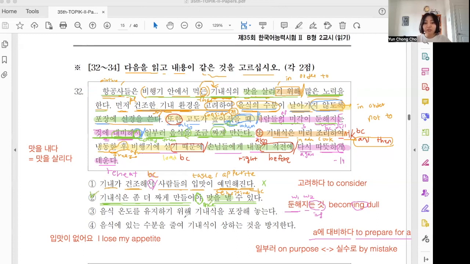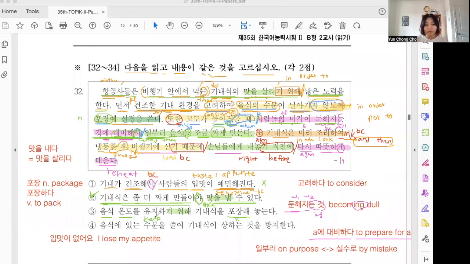Number 3, 음식 온도를 유지하기 위해, 자, 위해, in order to, 유지하다, keep the food temperature, 포장해 놓는다. 포장하다, pack, to pack. 자, 포장 is a noun, package. 포장하다 is a verb, to pack. So usually if you add 하다 after the noun, it becomes a verb. So 포장 is a noun, package. 포장하다 is a verb, to pack.